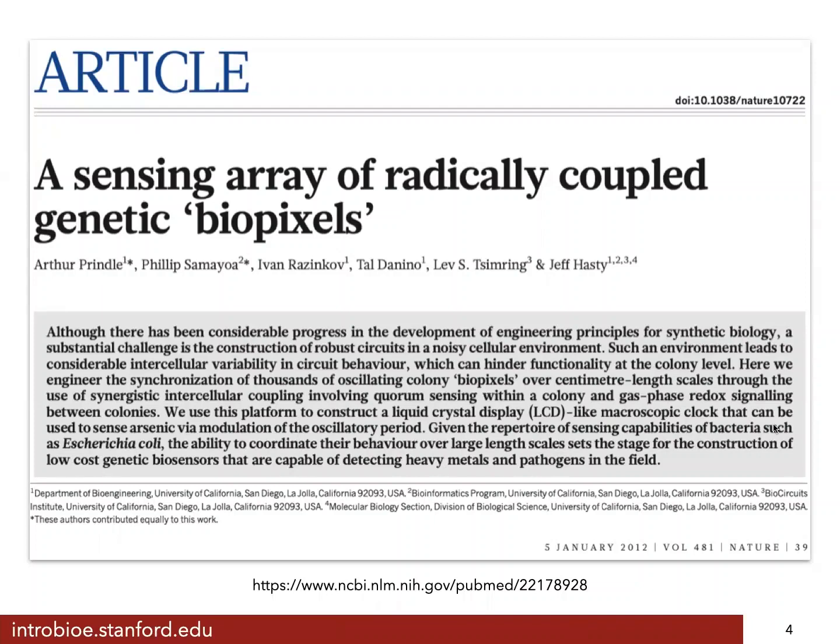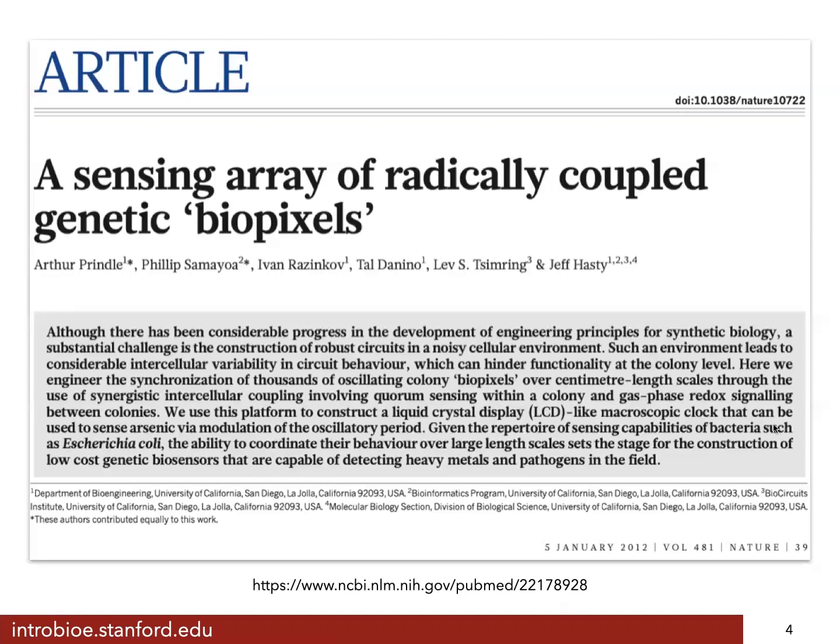Let's try. A sensing array of radically coupled genetic biopixels. What? Okay, a sensing array, an array that can sense something, radically coupled. What was that, skateboarding? I have no idea what that means in this. Radical, dude. No way. I have no idea what this word means in this context. Radically coupled. Genetic, okay, DNA. Biopixels. I know what a pixel is, like a pixel on a display, on a television, on a computer screen, something like that. Biopixel must be a pixel made out of biology. Cool. All right, then we're going to go to the abstract. I still don't know what the word radically means, though, in this title. That's fun.